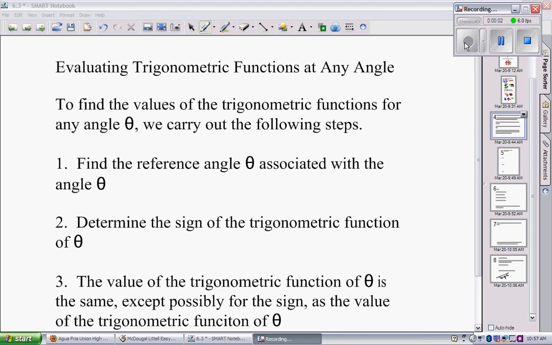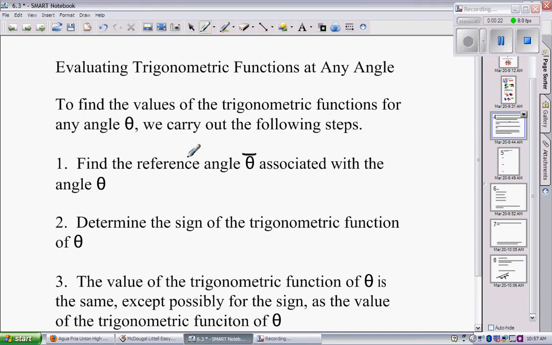So we have steps for evaluating the trigonometric functions at any angle. To find the values of the trigonometric functions for any angle theta, we carry out the following steps. First, find the reference angle theta bar. When theta has a line over it, it just means it's a reference angle. We don't say anything different for it, associated with the angle theta. So we have to find the reference angle first. We then determine the sign of the trigonometric function of theta.